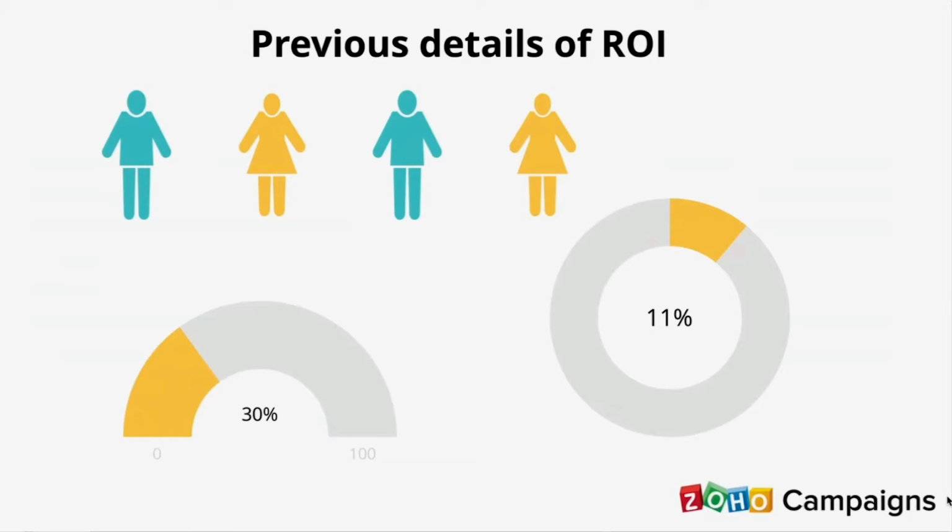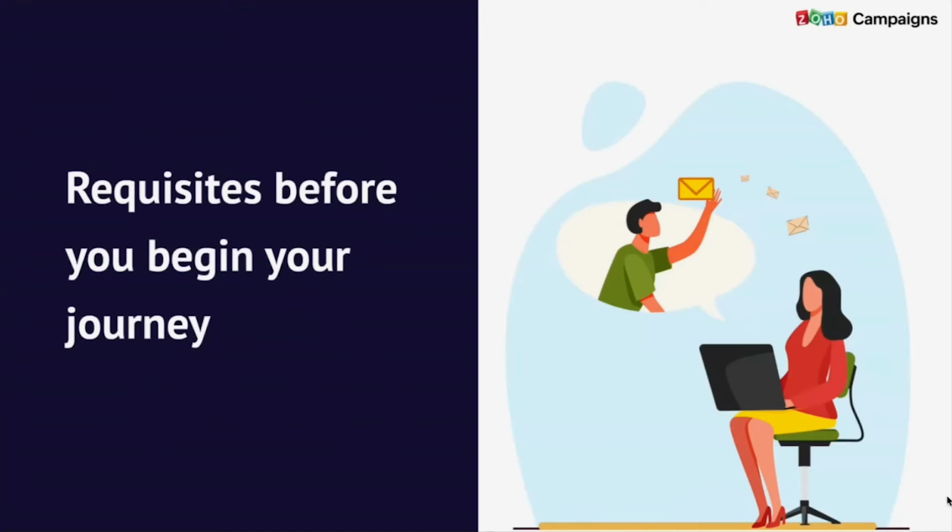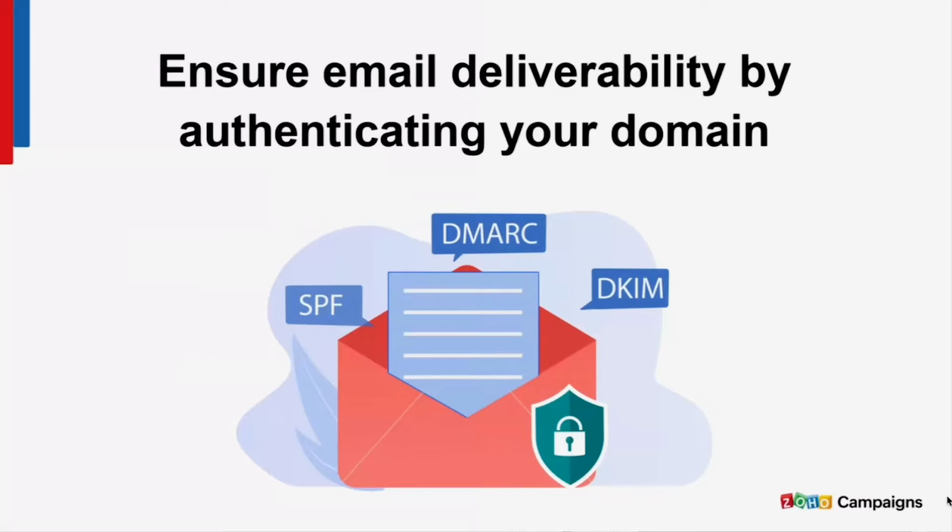Taking their failure into account, we are going to see what we can do better in terms of email marketing while planning it and executing it. As I said, email marketing is divided into three parts. The first part talks about the requisites before beginning the journey. And the very first thing in that aspect that you need to look at is authenticating your domain.